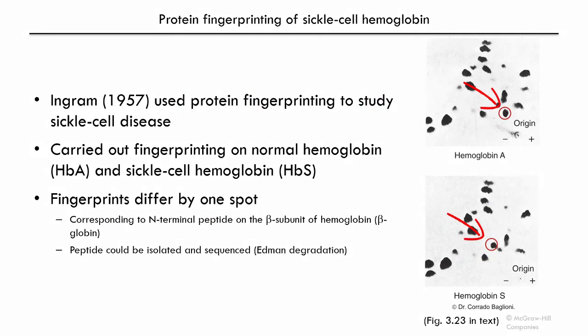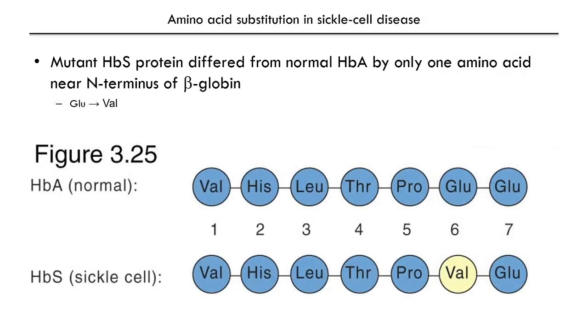This is the peptide that differs between mutant and wild-type protein. It was identified as an N-terminal peptide fragment on the beta subunit of hemoglobin. The amino acids in these peptides could be determined by peptide sequencing using Edman degradation. After isolating the peptide from the 1 spot that differs, they performed peptide sequencing and compared the N-terminal fragment from the normal hemoglobin, HbA, and the N-terminal fragment from the mutant hemoglobin, HbS. They determined that the mutant protein differed by only 1 amino acid at position 6 from the N-terminus, where the mutant had a valine in place of a glutamate compared to the wild type.